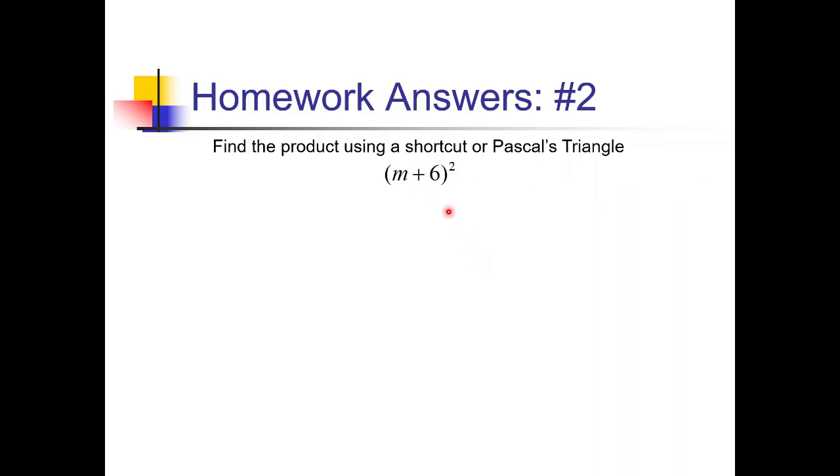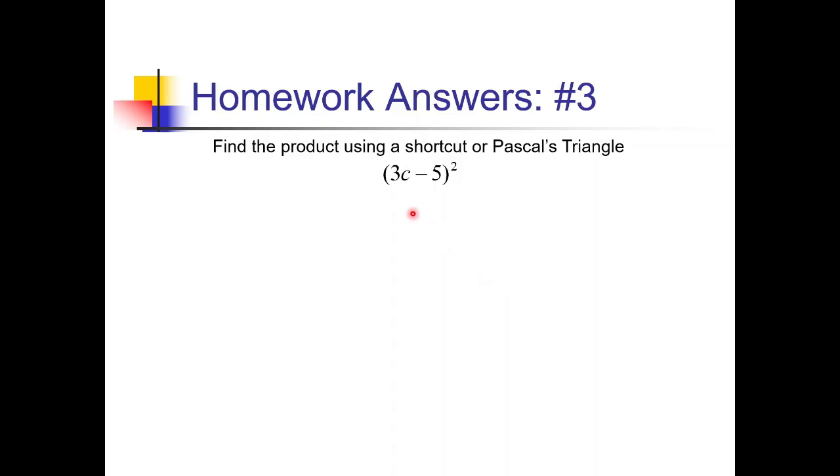For this problem, since I have a squared binomial, I can use the a squared plus 2ab plus b squared shortcut here. So I'm going to square the first thing, which is just going to give me m squared. I'm going to multiply the two things together and double it for that 2ab. M times 6 is 6m, and then doubling that gives me a plus 12m. And then I square the last thing to get b squared, so that's going to be 36.